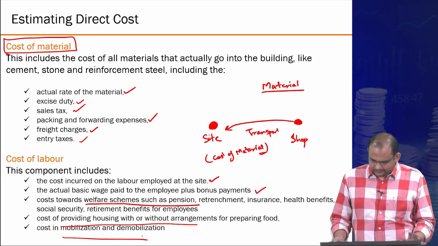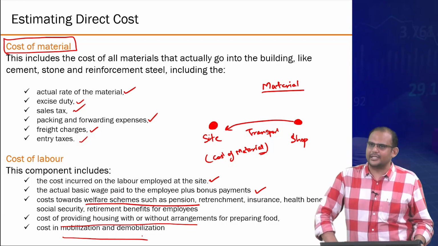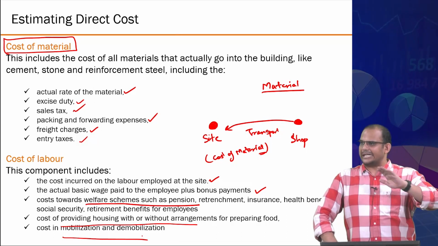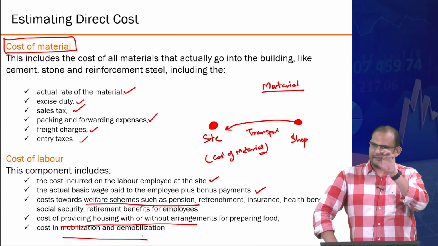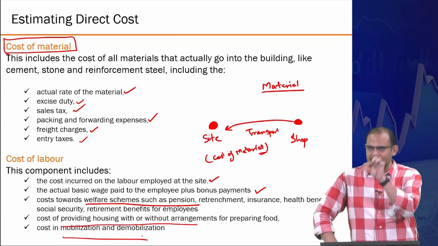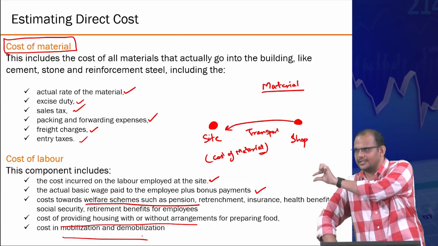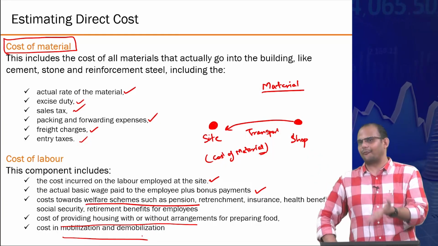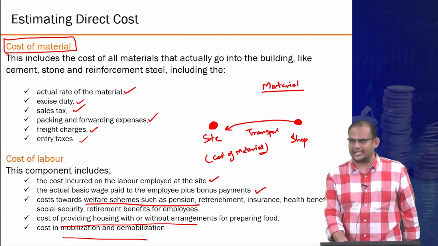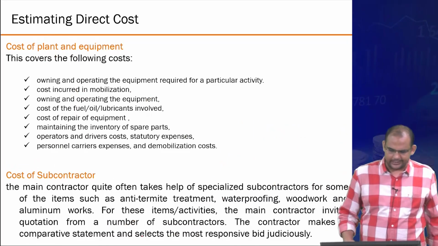So the main point that I'm trying to tell you is there can be even more detailed bifurcation and you could attribute some of this cost to an indirect cost theoretically, but is it worth it is the question that you need to ask before you start doing that.